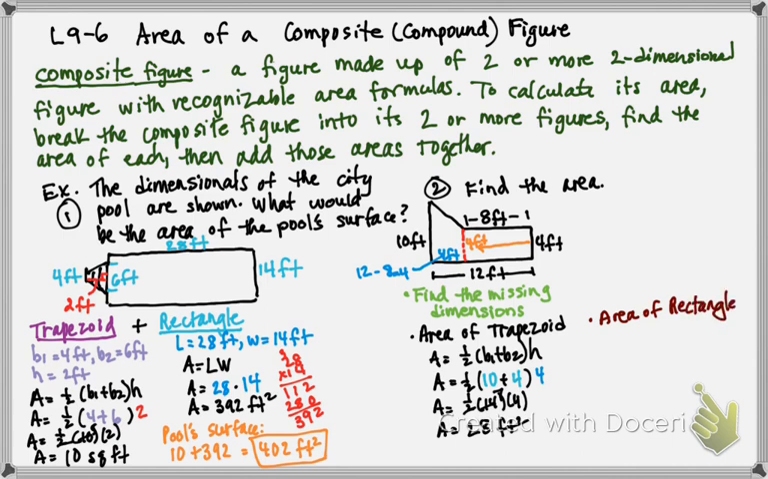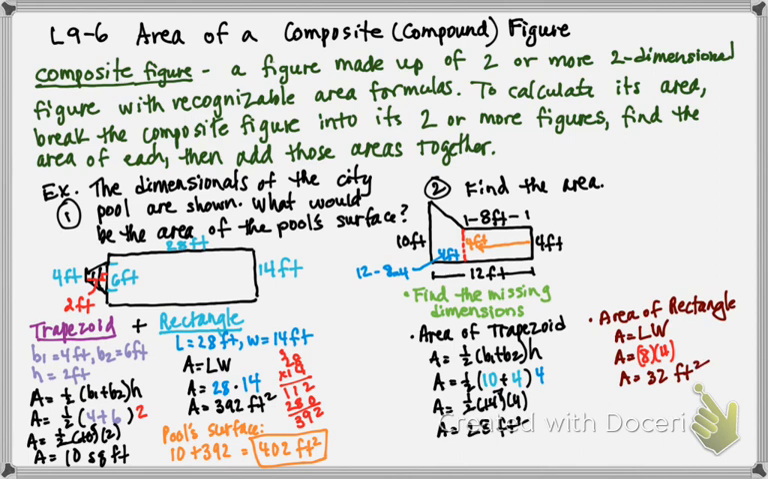And so we're going to get area equals length times width. So our rectangle is not a 12 by 4, it's an 8 by 4, okay? So we're going to get 8 times 4. And that's going to give us an area of 32 square feet.